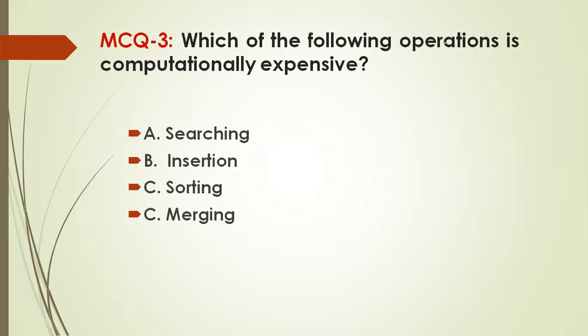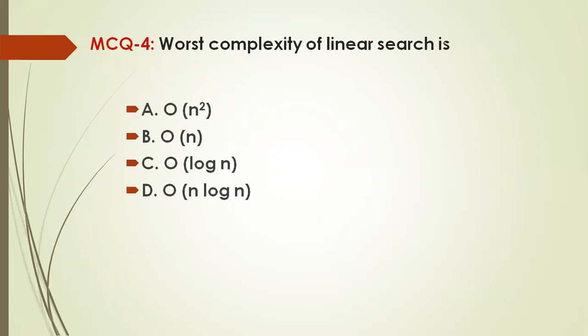Which of the following operations is computationally expensive? Searching, insertion, sorting, and merging. One thing you should remember is that in any computer, sorting always takes more time than searching, because searching is linear complexity, whereas sorting is order of n square complexity. So the correct answer is C. Worst complexity of linear search is order of n square, order of n, order of log n, order of n log n. It is order of n.